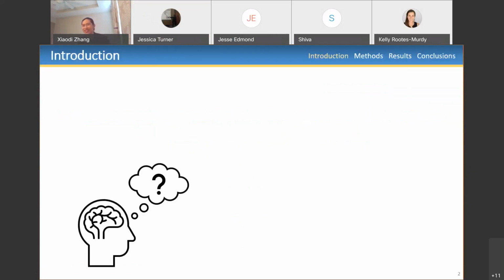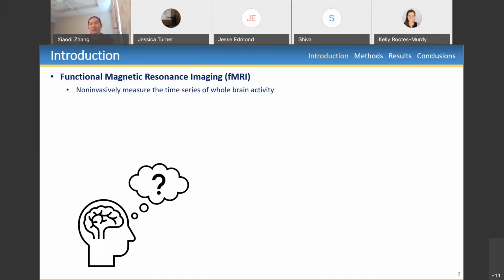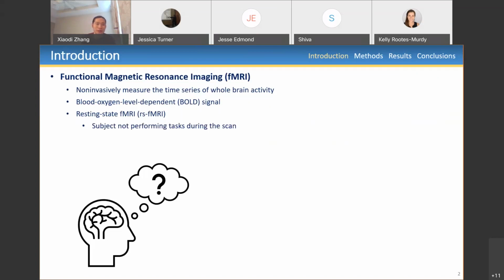So let's say we want to figure out how the human brain works. One method to do it is to use functional magnetic resonance imaging, also known as fMRI. This method allows us to non-invasively measure the time series of whole brain activity, which is very cool. It's based on the blood oxygenation level dependent signal, also known as the BOLD signal. One way to do this is to acquire data in the resting state, meaning that the subject is not performing any kind of task.